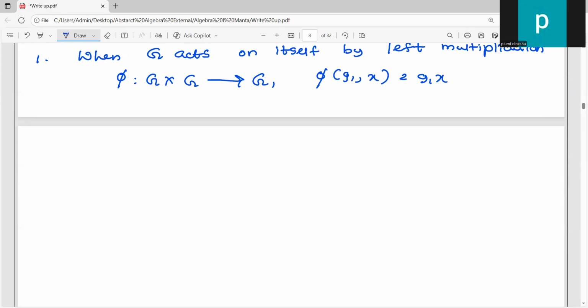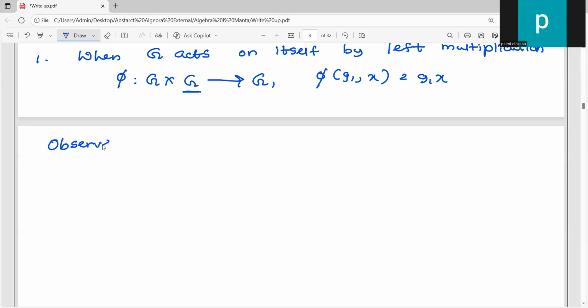Okay. First, let's find the orbit of the identity. I want to show that there is only one orbit. So if all elements in the set, so our set in this case is the group G, belong in that one orbit, then there is only one orbit for this set.